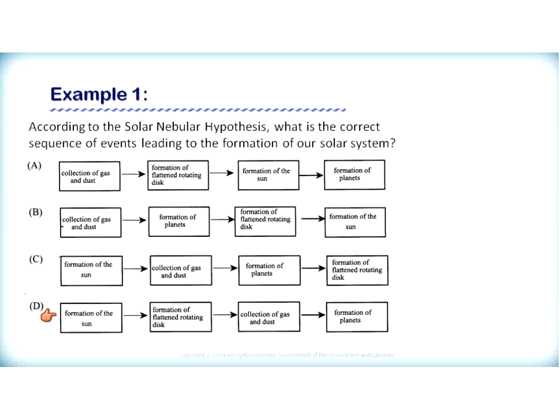Therefore, the answer to this problem would be A. A collection of dust and gas, followed by the formation of a flattened rotating disk, followed by the formation of the sun, followed by the formation of the planets.